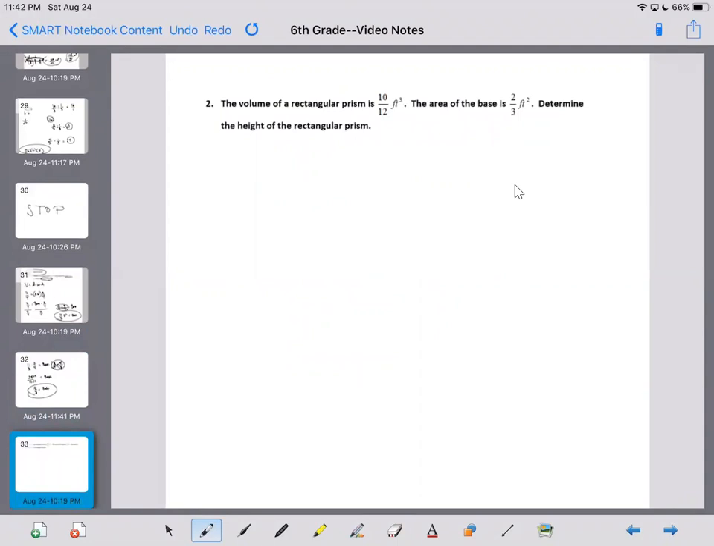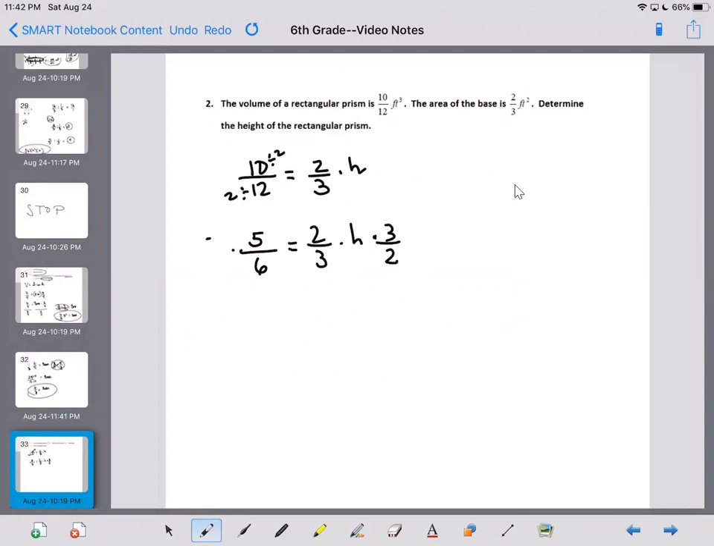Another question is if we know the volume of a rectangular prism is 10/12 and the area of the base is 2/3, what is the height? So this is where we can take 10/12, we could divide by 2. Factor of 2, so 10 divided by 2, that'd be 5. 12 divided by 2 would be 6. We can do the reciprocal rule if we want to. That would be multiplying both sides by 3/2.